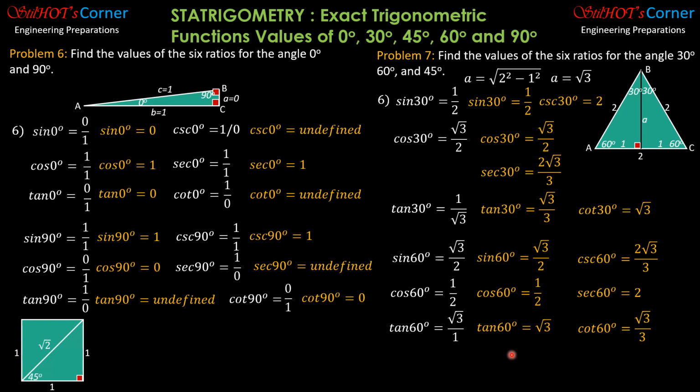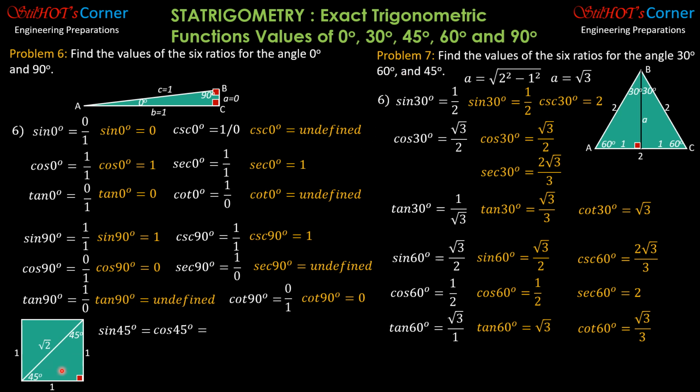So that's it for this video. I hope that you're now familiar with the six ratios for 0 degrees, 90 degrees, 30 degrees, 60 degrees, and the last is 45 degrees.